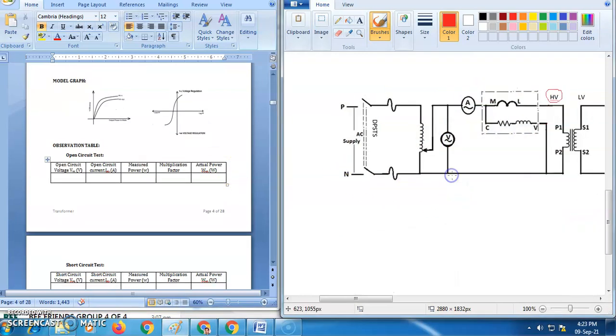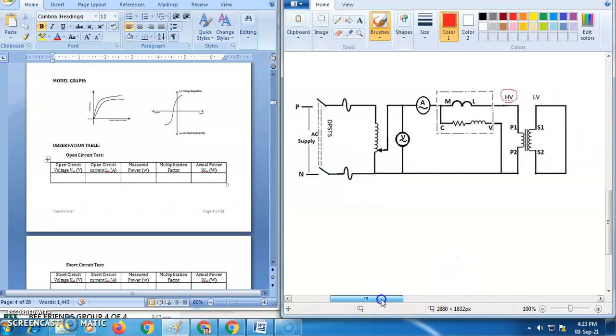With respect to the short circuit test, you need to connect the transformer in the same way. The only additional thing is you need to connect the secondary terminals with another wire, that is, short circuit the terminals. Other things are similar, but the only difference is that they should be on the high voltage side, right?